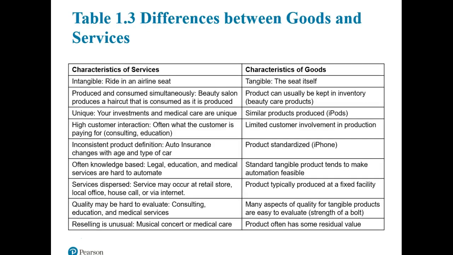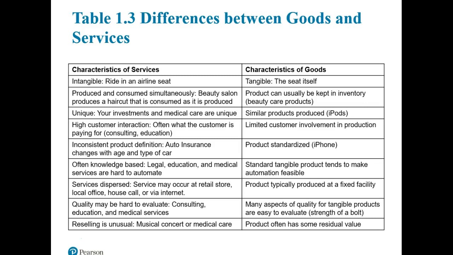And the operations activities for both goods and services are often very similar. For instance, both have quality standards, are designed and produced on a schedule that meets customer demand, and are made in a facility where people are employed. However, some major differences do exist, which are presented in this table. I'd like to point out that the distinction between goods and services is not always clear-cut.